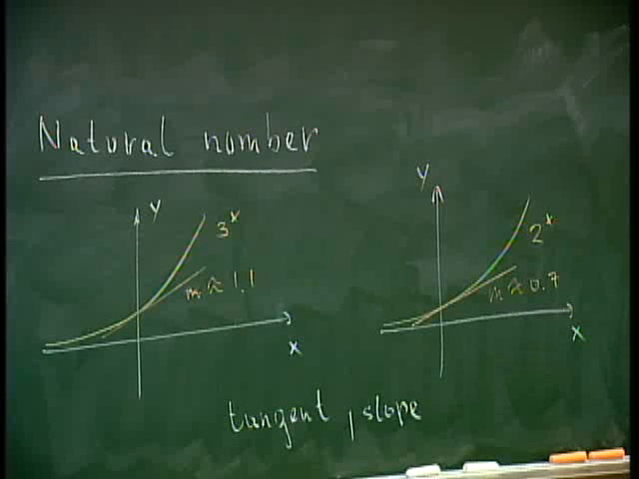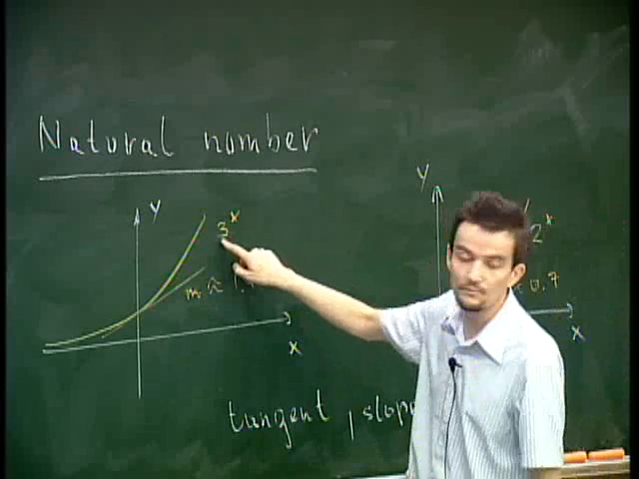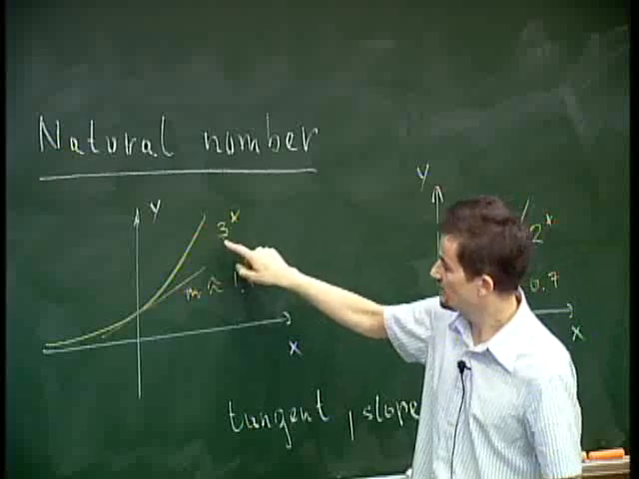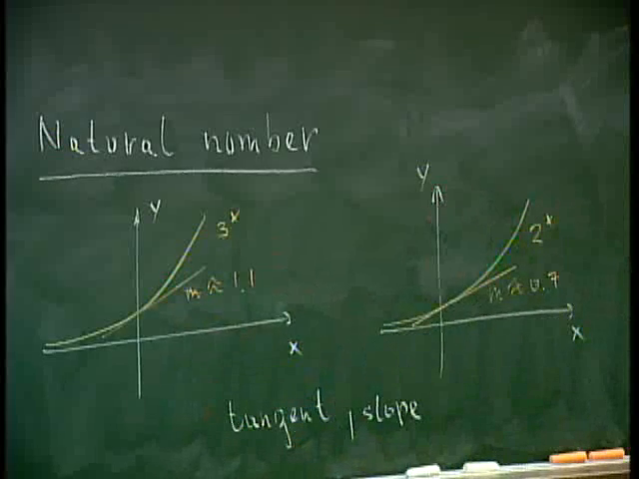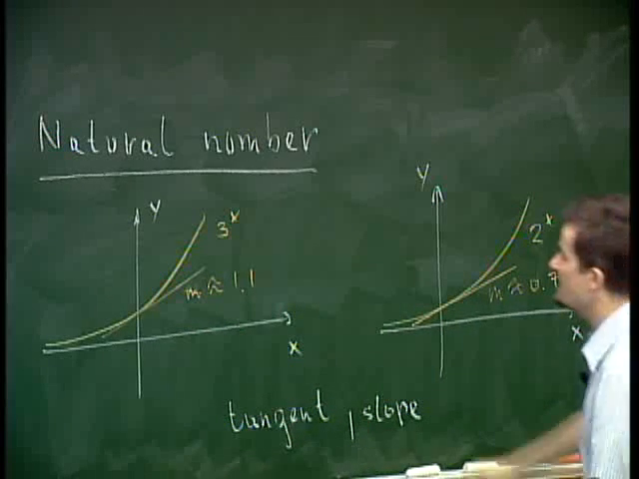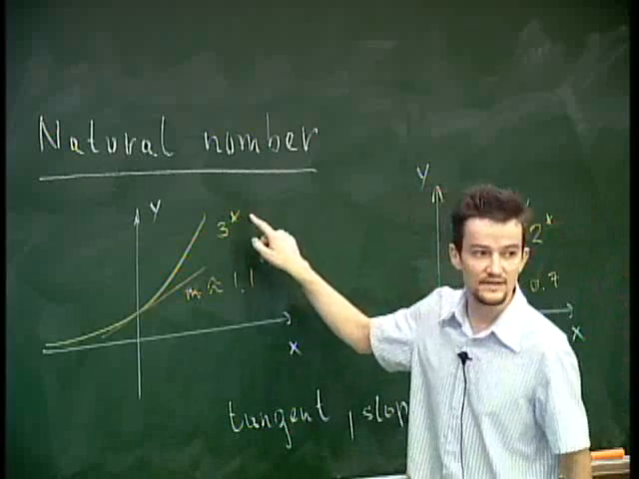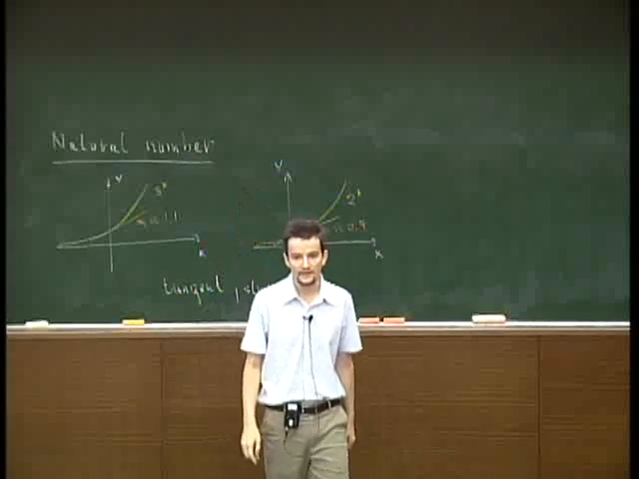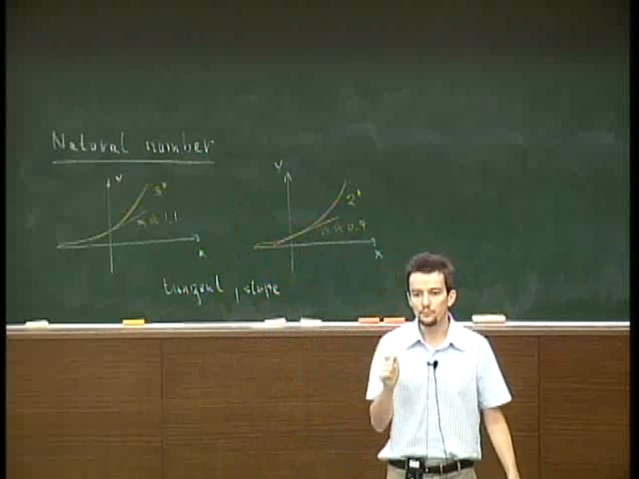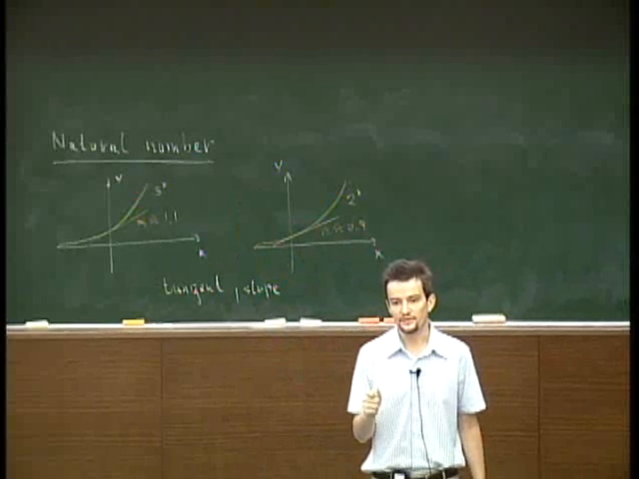Now you see something: you could guess that maybe there exists a base such that the tangent at 0 has slope exactly 1. And in fact, there is such a base. So there is a number a such that a to the x at 0 has a tangent with slope 1. Now, this choice of a is very important, and this a is called the natural number.